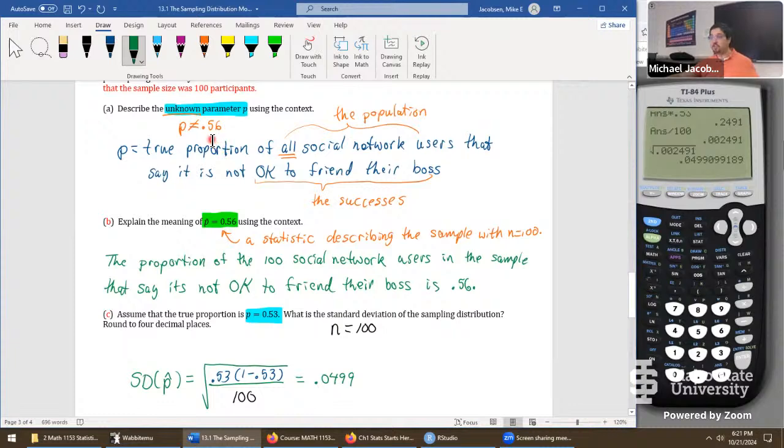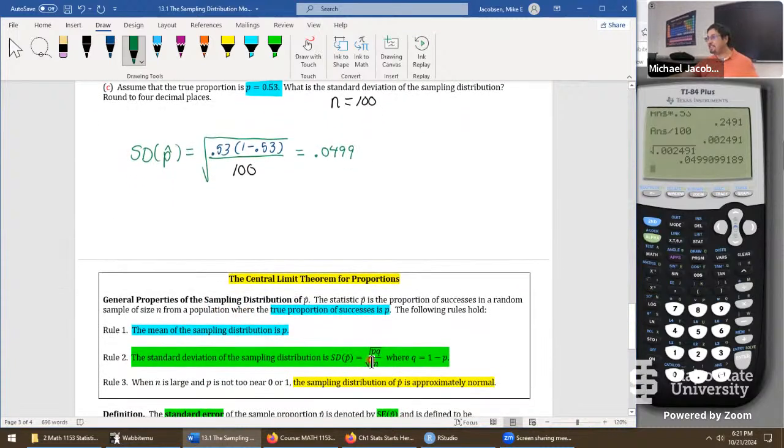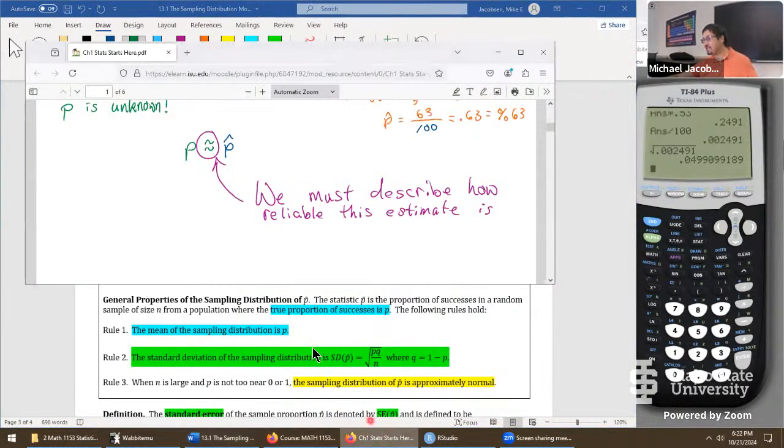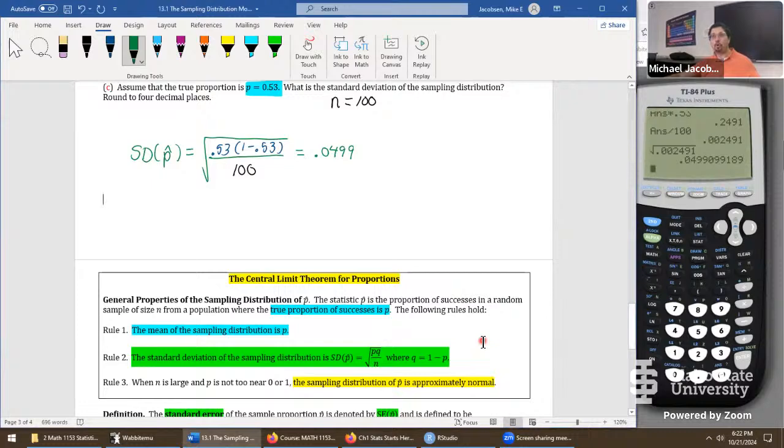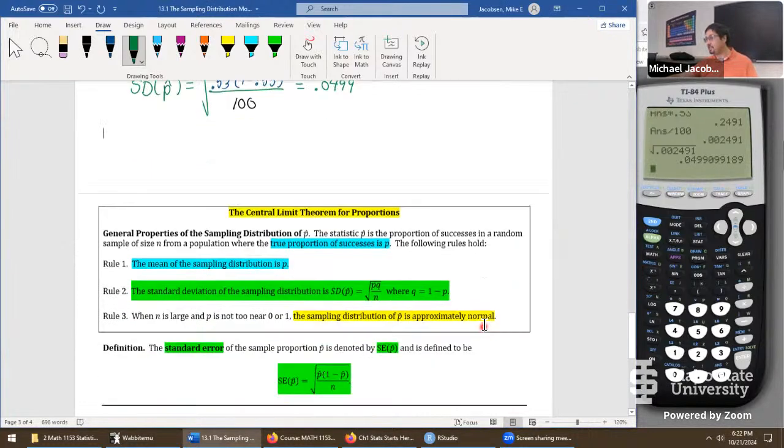So if the parameter p is unknown, so is the standard deviation because it involves the parameter p itself. We literally put in our best guess right here. So this isn't exactly the true standard deviation unless you know the exact value of the parameter. But in statistics, the parameter is the unknown. Our whole objective is to estimate that well and describe the error in estimation. So we need to make one additional adjustment.